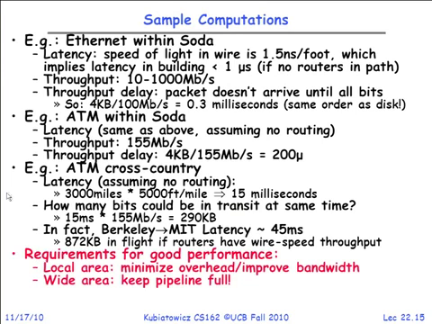Okay, so to finish this off, the requirements for good performance in the local area. We really want to minimize our overhead and improve the bandwidth as much as possible because we've got short links and we're trying to just make best use of the network. In the wide area, we want to keep this pipeline full so we're not wasting any links. Okay, so it's going to be kind of a different requirement for the local and the wide area.